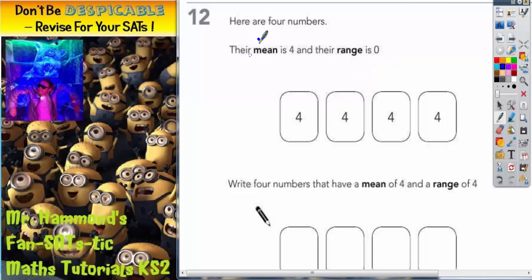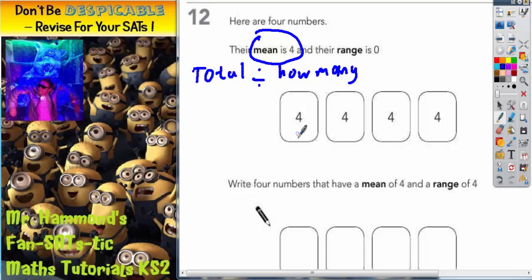Well, if the mean is 4, how do we get that mean of 4? To get the mean of any list of numbers, you must do the total of those numbers and divide it by how many numbers there are. So let's look at the total. 4 plus 4 is 8, plus 4 is 12, plus 4 again is 16. So the total of those numbers is 16.